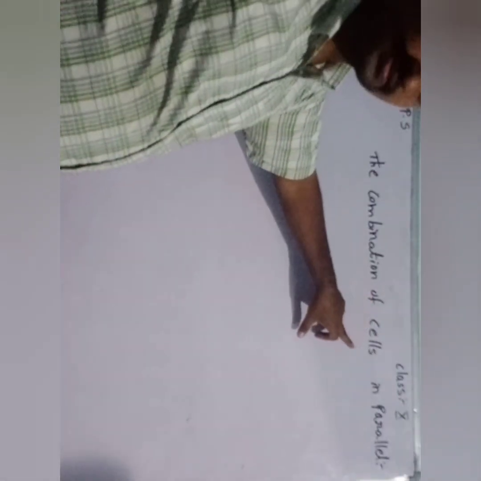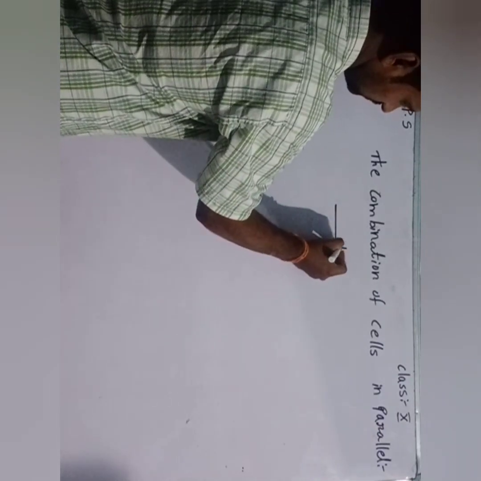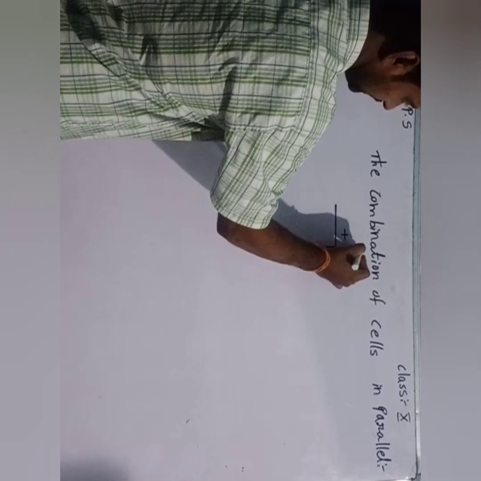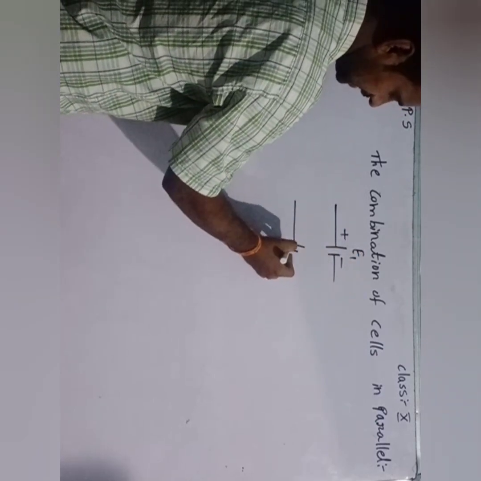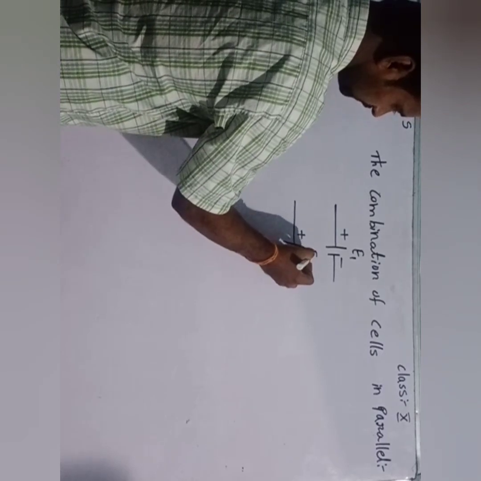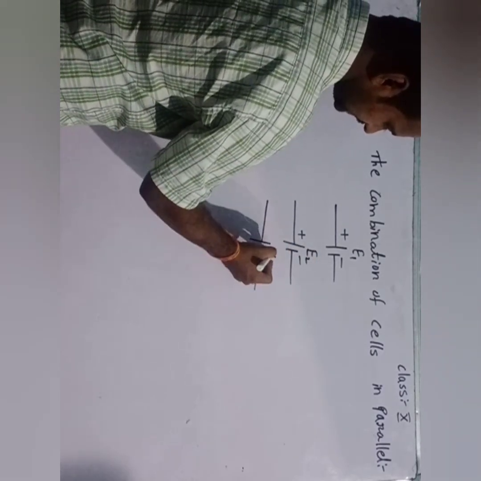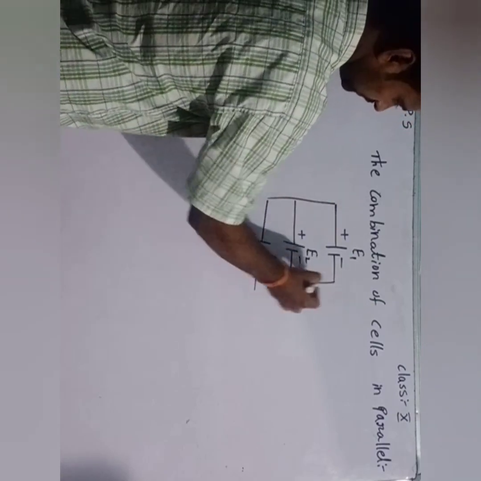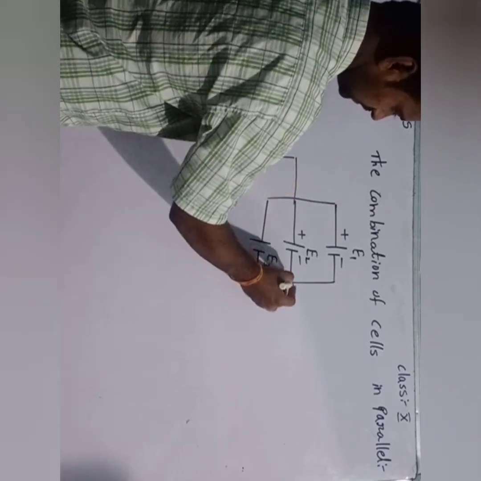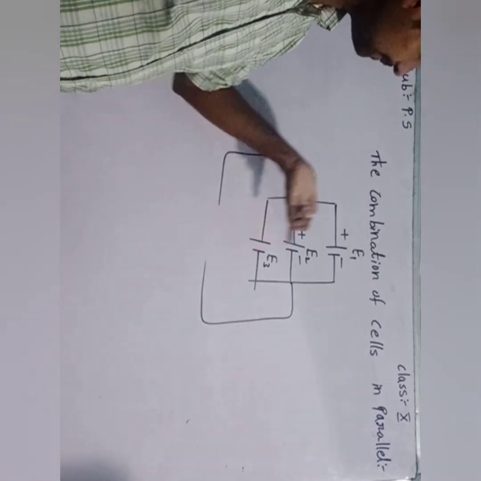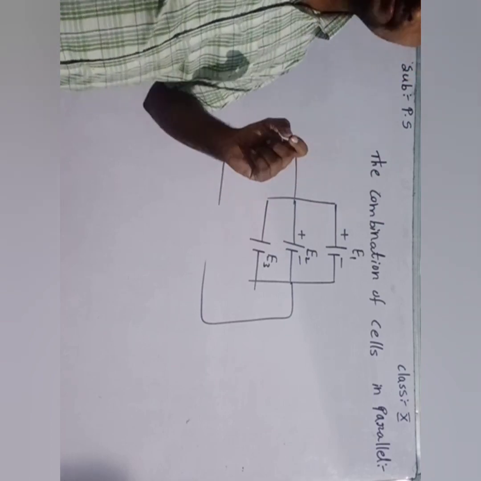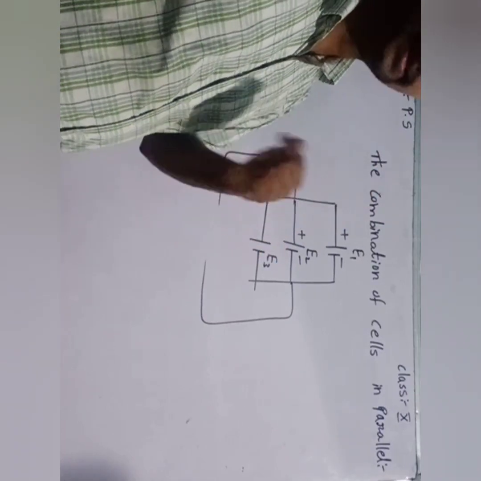Okay students, now we discuss the combination of cells or batteries in parallel. Now take again three batteries. This is the first battery E1, the second battery E2 and the third battery E3. This is called parallel combination of batteries. So here, what is the final voltage or total voltage in the circuit?